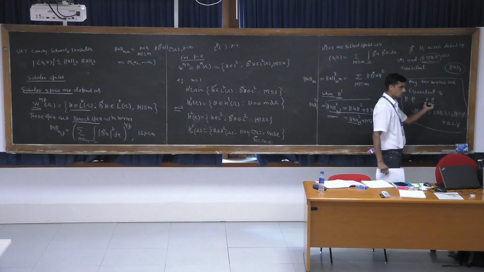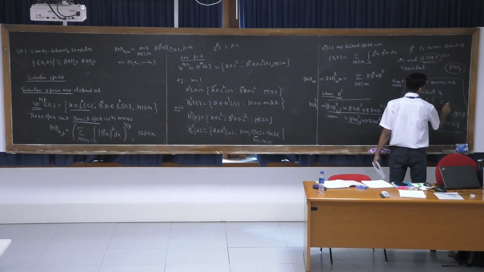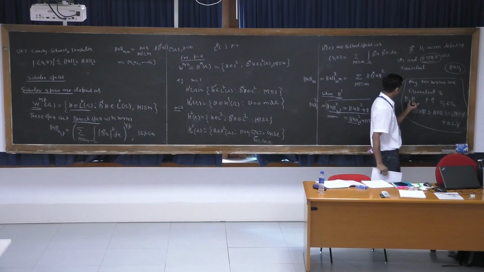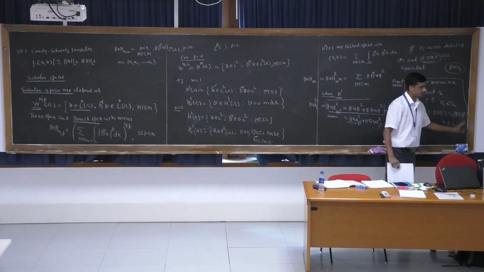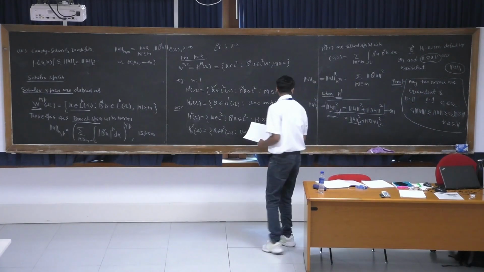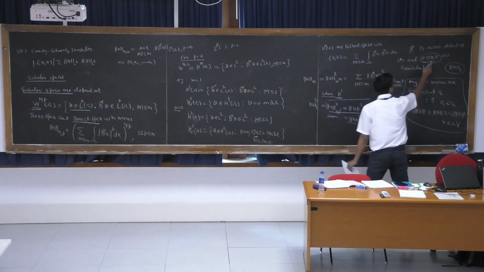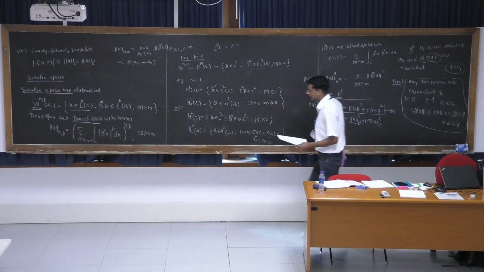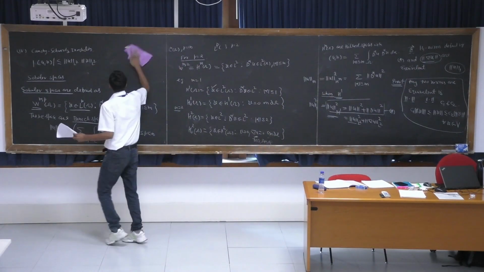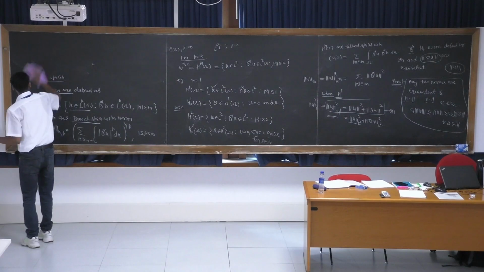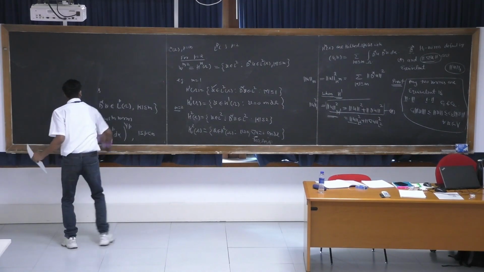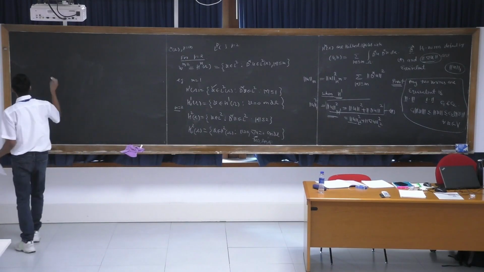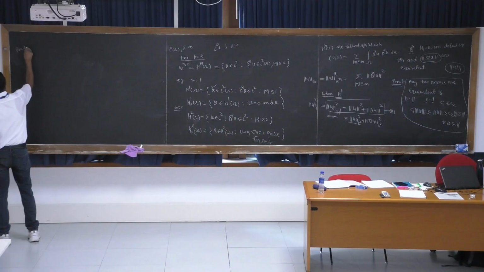There exist constants C1 and C2 such that we satisfy this inequality. So these are called equivalent norms. We have to prove that this norm and this norm are equivalent. This is just from the definition, so I am proving it here.